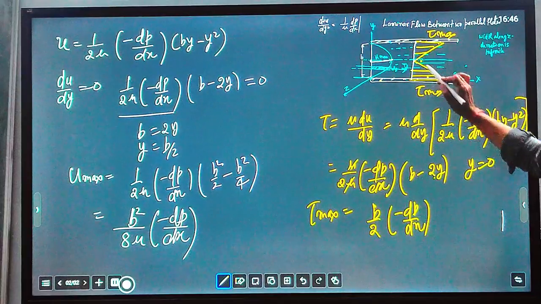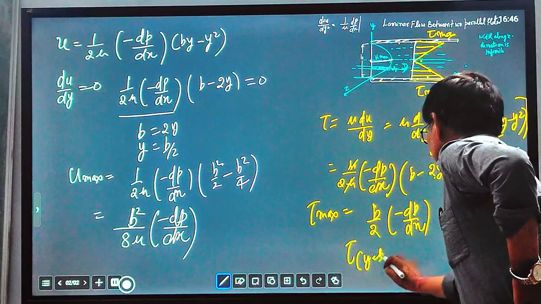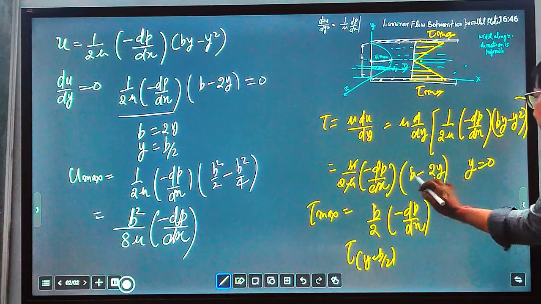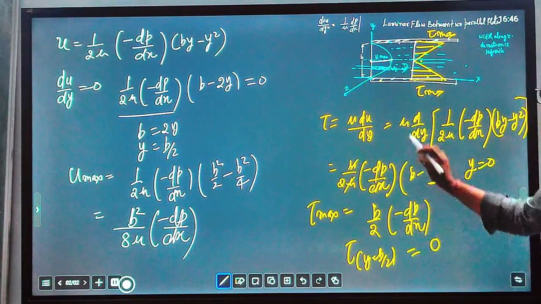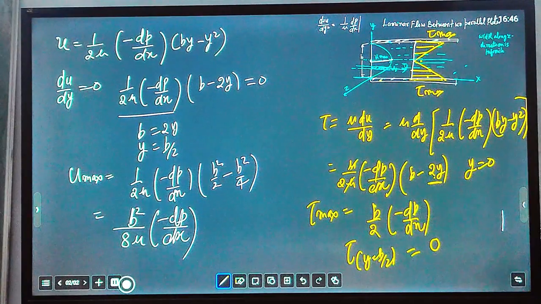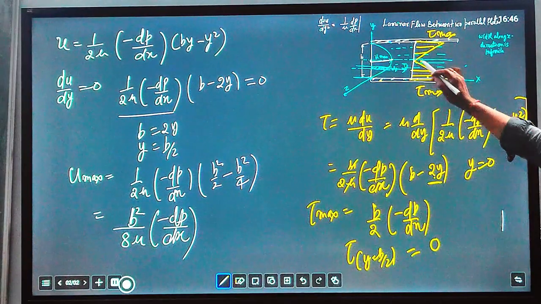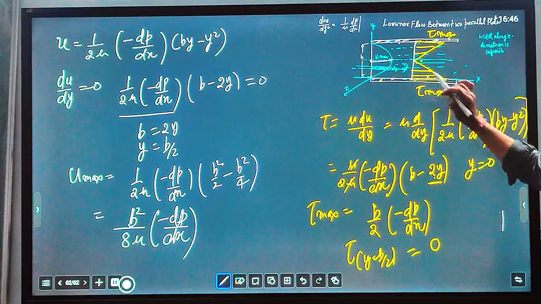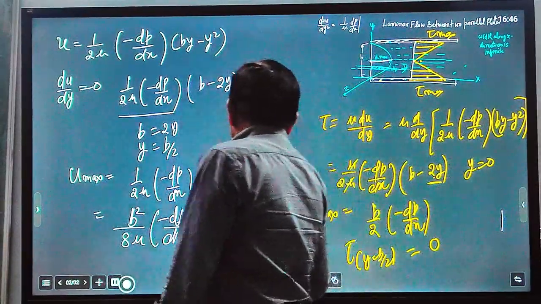At y equal to b by 2, what will be the value of tau? Putting y equal to b by 2, it becomes b minus b equal to 0. So at y equal to b by 2 you calculate 0. So at the center line, shear stress is practically 0. How do you see that? Because here velocity is maximum and shear stress is 0. Here velocity is 0 and shear stress is maximum. This is the shear stress distribution.